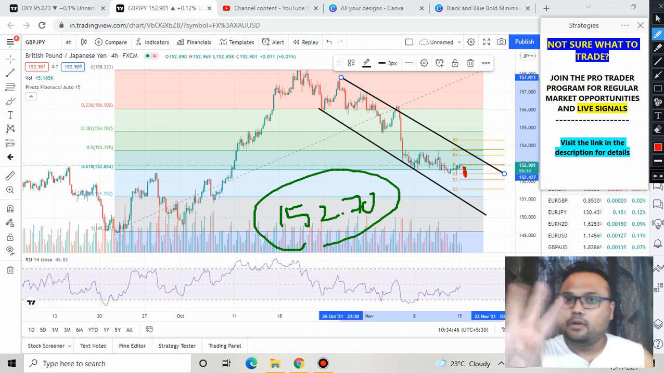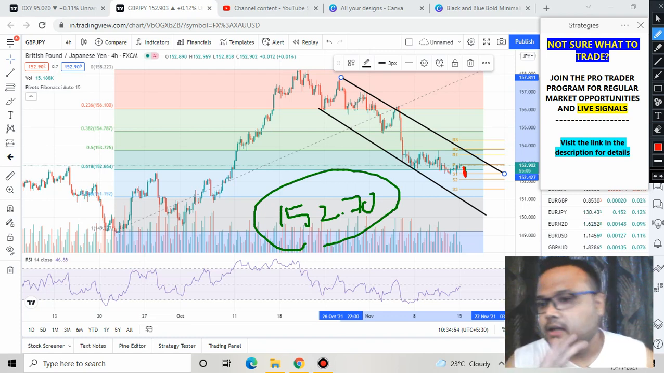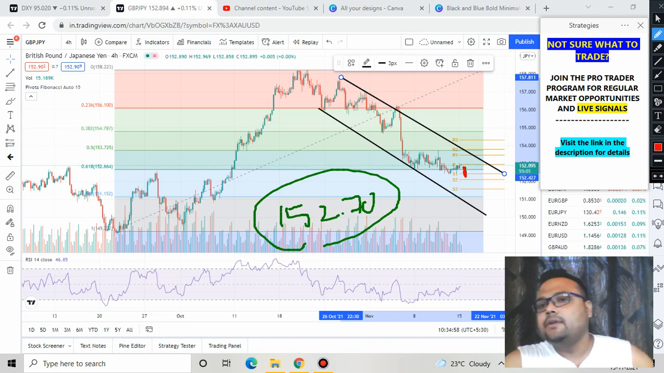Just wait for 4 to 5 hours and observe the price. If you see that yes, the breakout is real, go for it. Otherwise, no need to trade. Just wait for the market to go up and reverse either from this trend line or from the 153.70 level. So these two are the only trading opportunities that I see on the chart of GBP JPY right now.